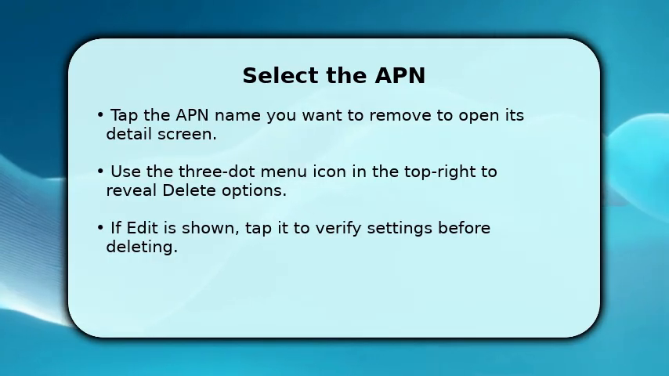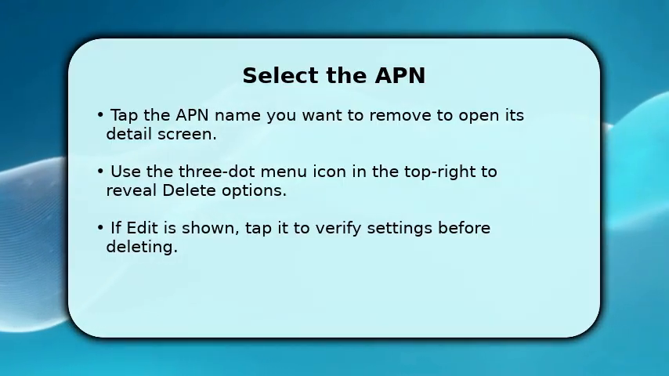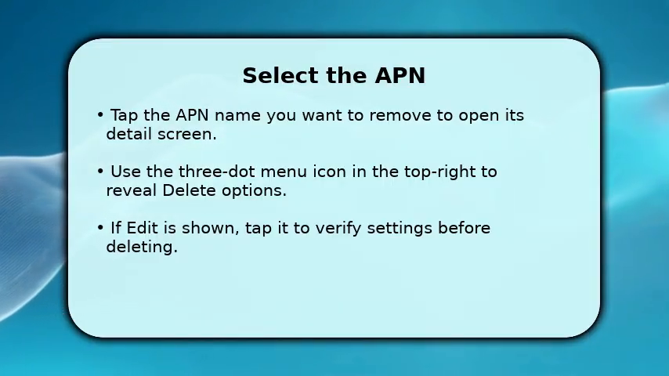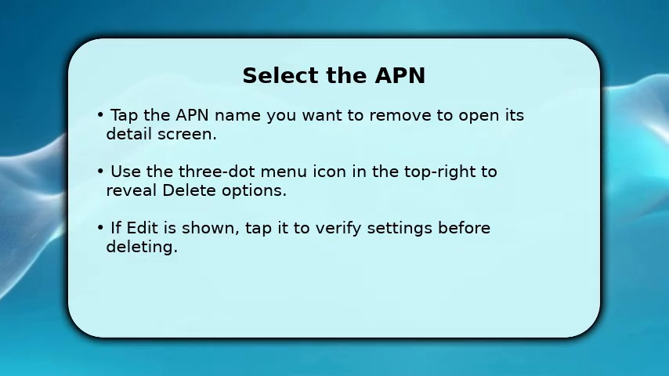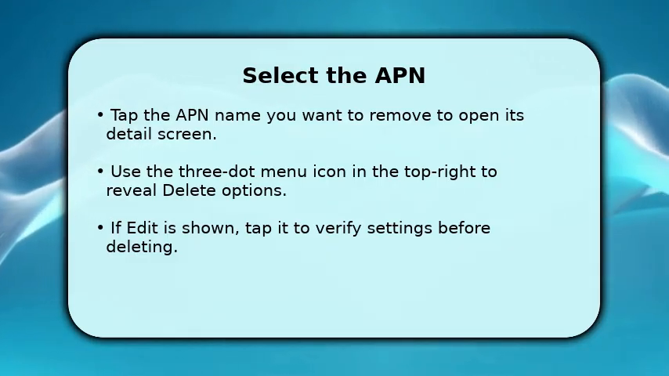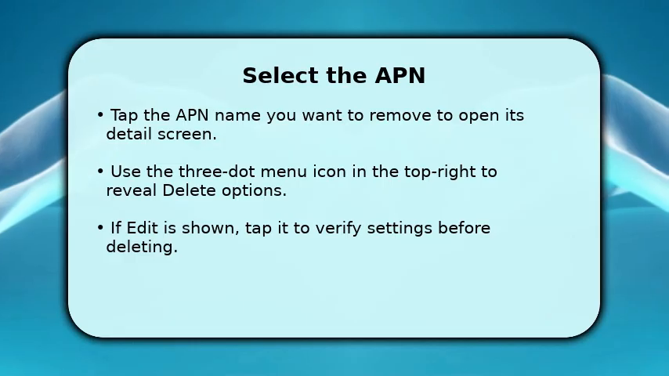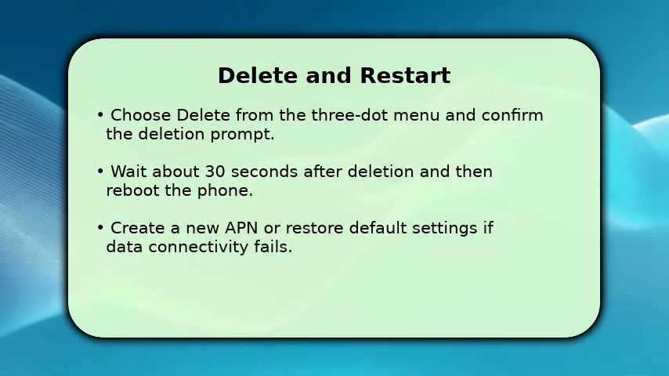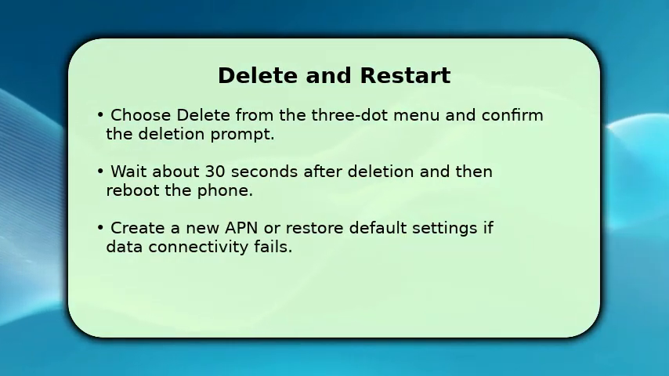Look for the three-dot menu icon in the top right corner to reveal additional actions like delete. If you see Edit instead of Delete, tap Edit and review the fields before proceeding. Confirm you selected the correct APN by checking name, APN, MCC, and MNC values shown on the screen. Choose Delete from the three-dot menu and confirm the deletion prompt when asked.